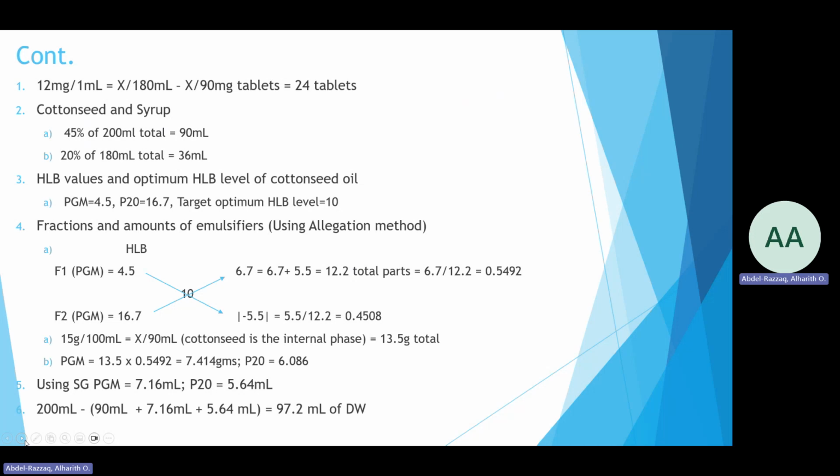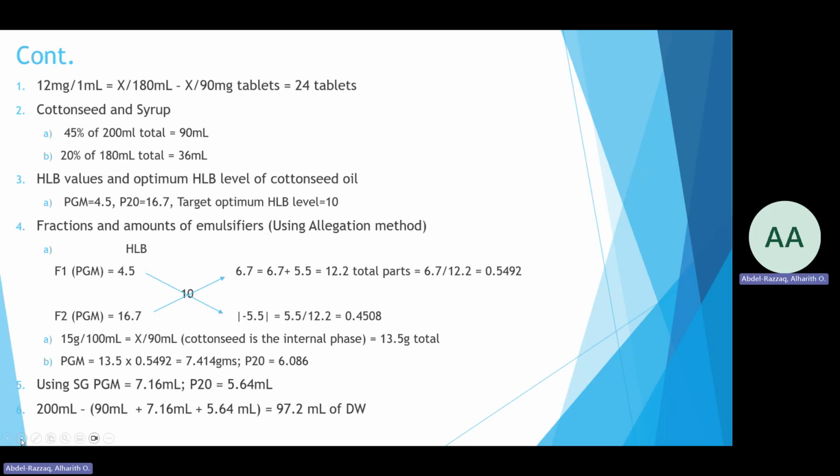So here's our solution. As you can see, we followed those steps. We have these tablets, and we calculated how many tablets we're going to need. We calculated how much cottonseed and syrup we need in milliliters. We have our HLB values, and then we calculated our target optimum HLB level. And we used the alligation method. We listed our HLB values, we got our fraction 1 and then our fraction 2 of different HLB values, and we calculated how much we needed total.